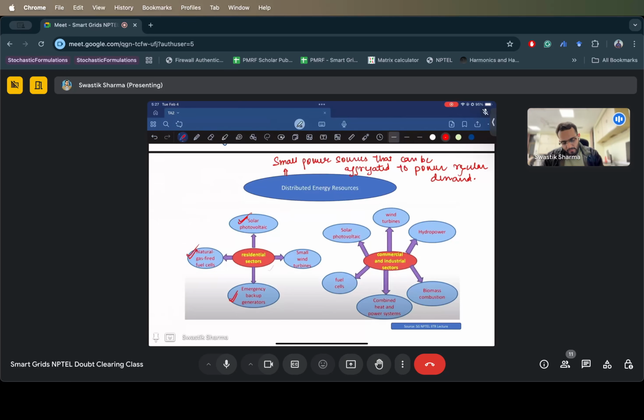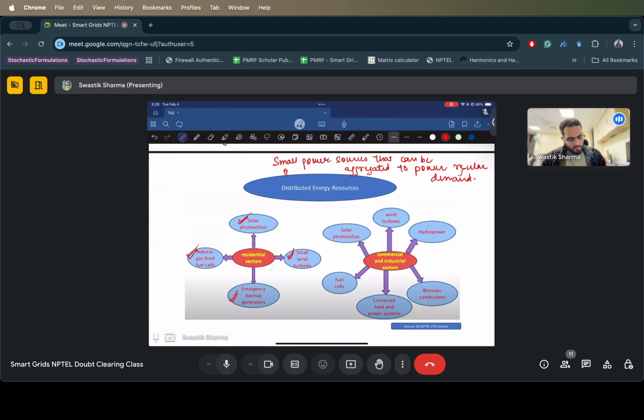Then you can have small wind turbines, right? So the research is going on. There are very small wind turbines that can be used to power your load as well. So at the residential sectors, these are a few things. Not the end of it. There can be many. You can think of them.